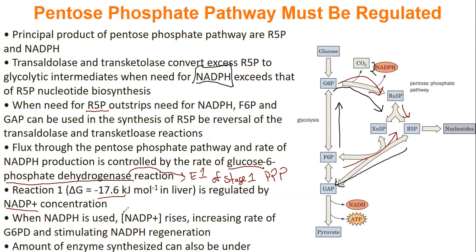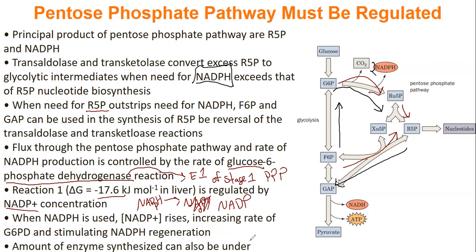However, when you use NADPH, you make NADP over again, and this will turn on glucose 6-phosphate dehydrogenase. Whoops, that's supposed to be NADPH, not NADH. That's NADP. So that is how we can control what we're doing based on metabolites.